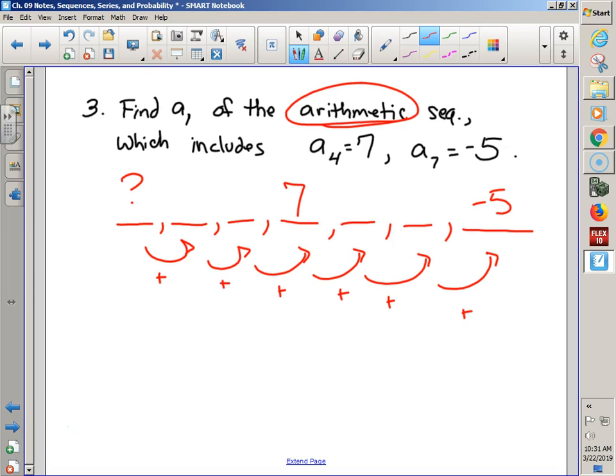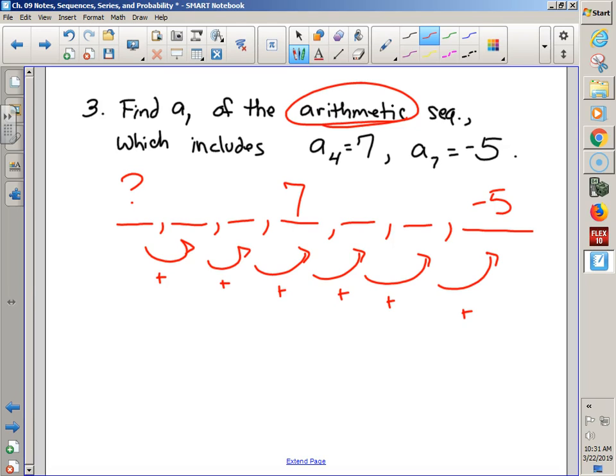No. You don't want to be looking here. You need to be looking here. You need to be looking at the relationship between 7 and -5 and the placement, but not like directly subtracting.